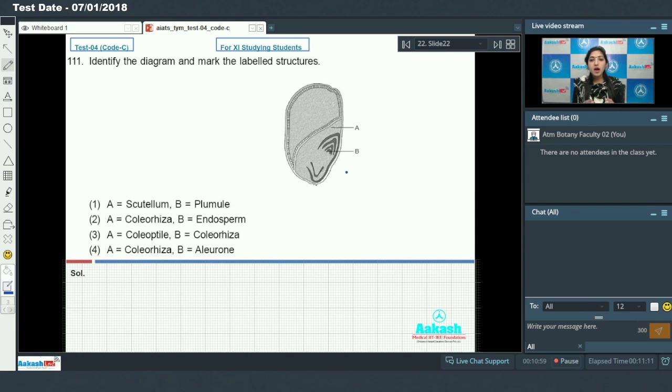Identify the diagram and mark the labeled structures. By looking at the diagram, you can identify it as a monocot seed.